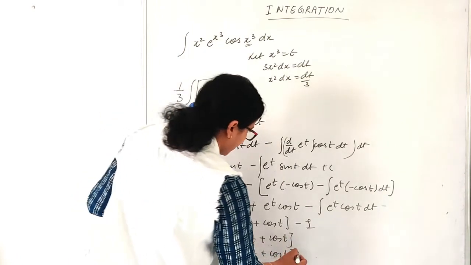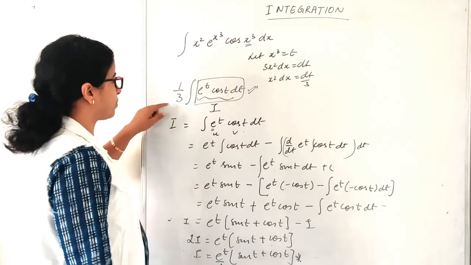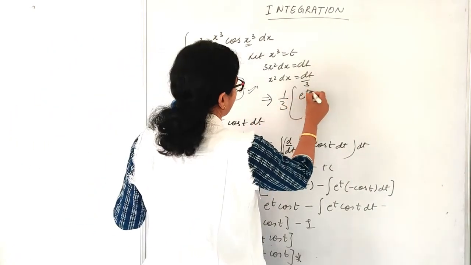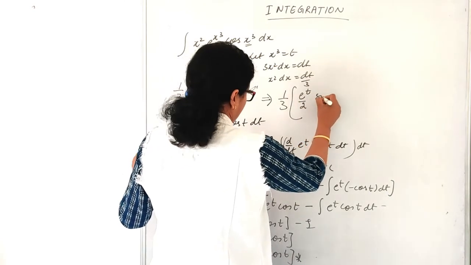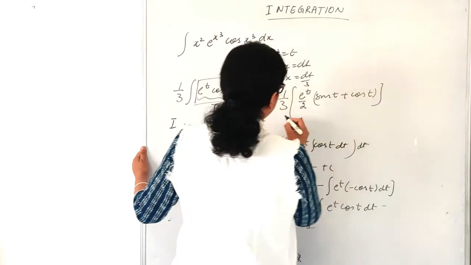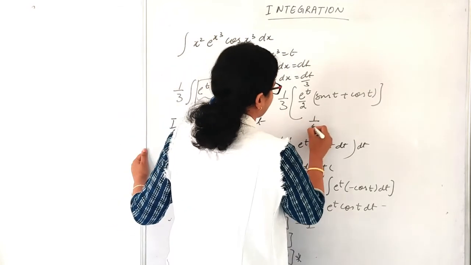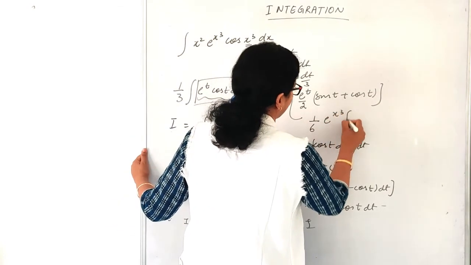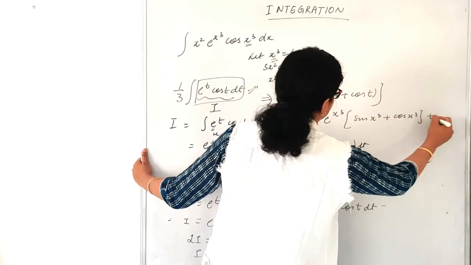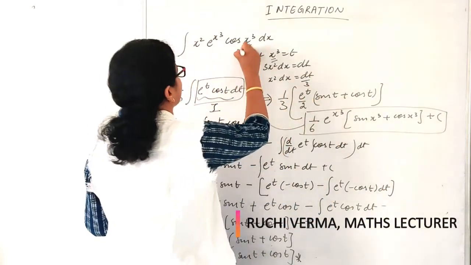Okay, let us place this here, right? So what will be the required integral of this? It will be 1 by 3 e^t by 2, sin t plus cos t. Substitute the value of t. So what it will become? The value of t is x cube, 1 by 6 e^(x cube) bracket sin x cube plus cos x cube plus c. So this is the required integral of this question.